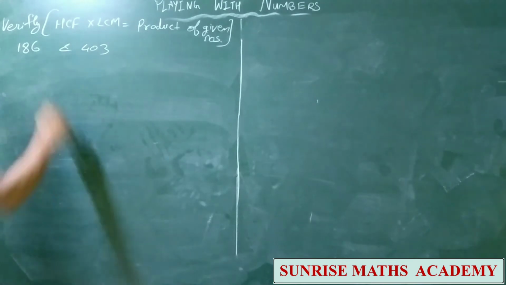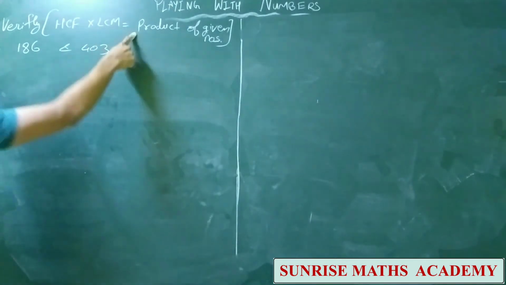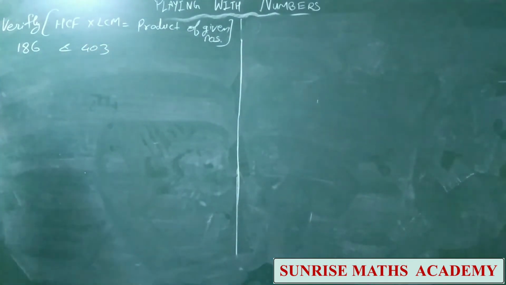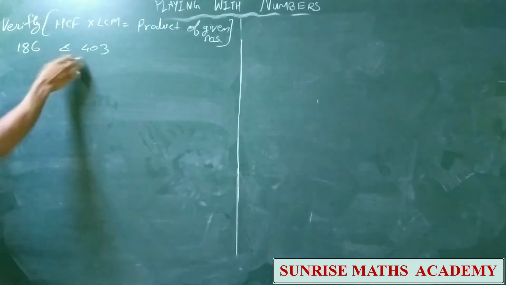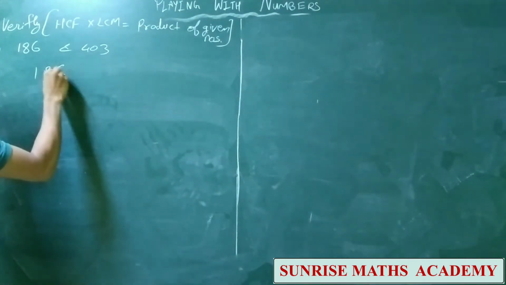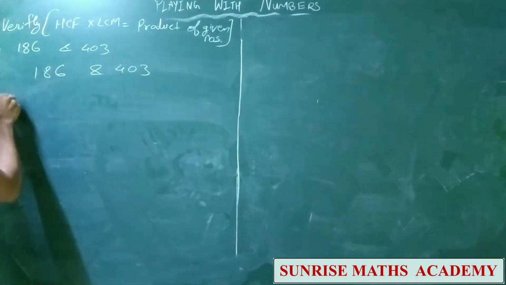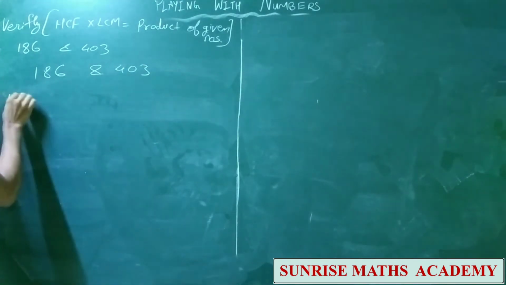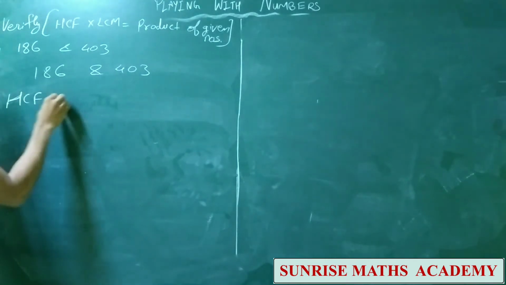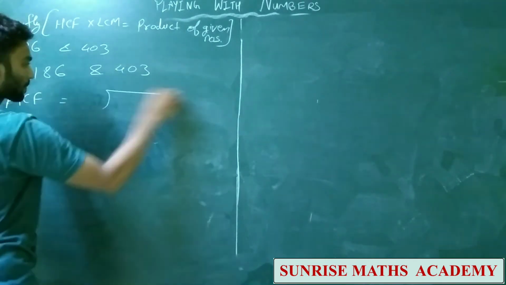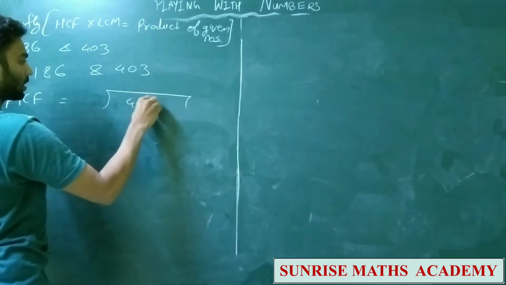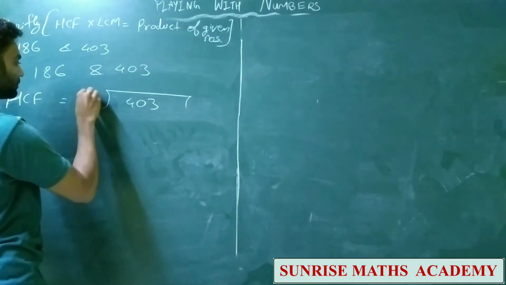In this question we have to verify the rule that we have studied: HCF into LCM is equal to the product of the given two numbers. So here two numbers are given, 186 and 403. For HCF, we can use the long division method.